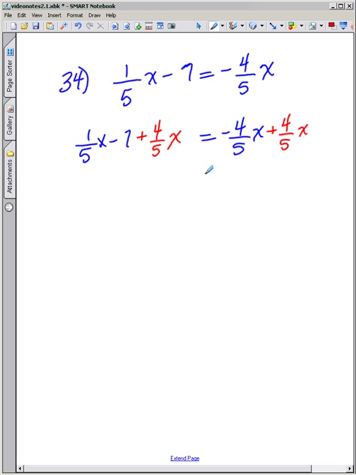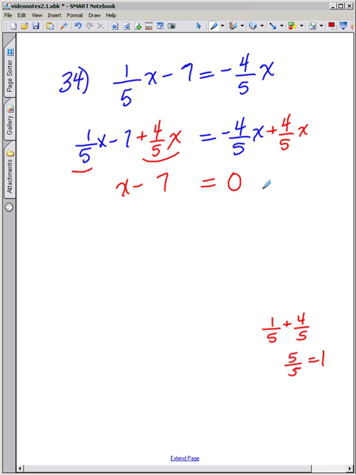And in doing that, the right side is just simply 0. Another thing to worry about on the left side is that we have 1/5 x plus 4/5 x. Those are like terms, so when we add them, we can add their coefficients. Fortunately, they have the same denominator, so we simply add the numerators to get 5/5 or 1. So we really have just 1x minus 7 is equal to 0.